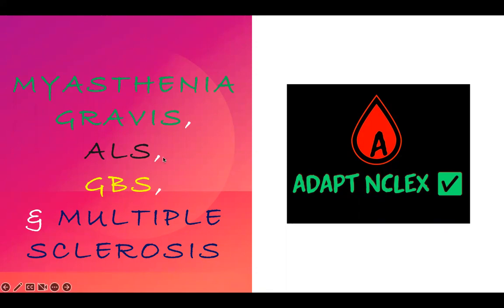Today we're going to talk about a couple of neurological issues that can confuse you because they look similar and they're very intimidating: myasthenia gravis, ALS, GBS, and multiple sclerosis. I'll try to make them easy for you, because they can put them in a SATA question and you have to distinguish between which one it is. So let's get to it, and I hope you get something out of it.